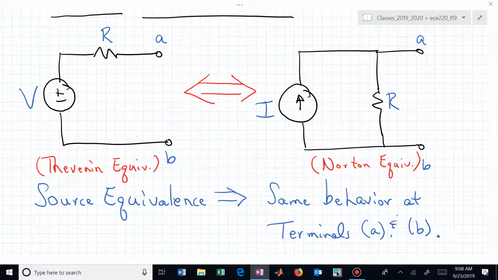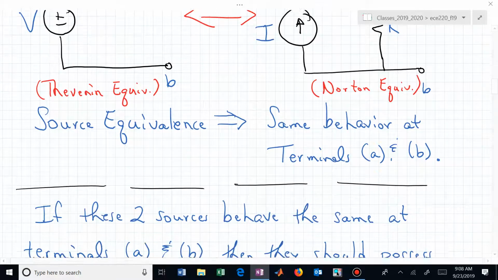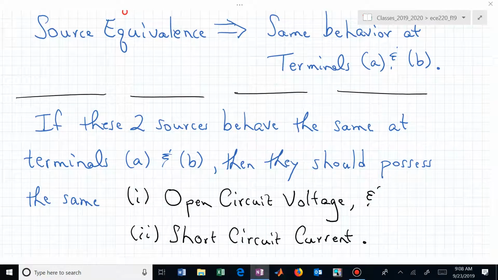So we want those to have the same behavior at the terminals A and B. And if those are going to have the same behavior, then if we put a voltmeter across those terminals and measure the open circuit voltage, we better get the same measurement in those two circuits, in those two sources. The Thevenin and the Norton better give us the same open circuit voltage. If we put an ammeter across and just presented those two terminals with a wire, what's their short circuit current between terminals A and B? That better be the same for those two sources.